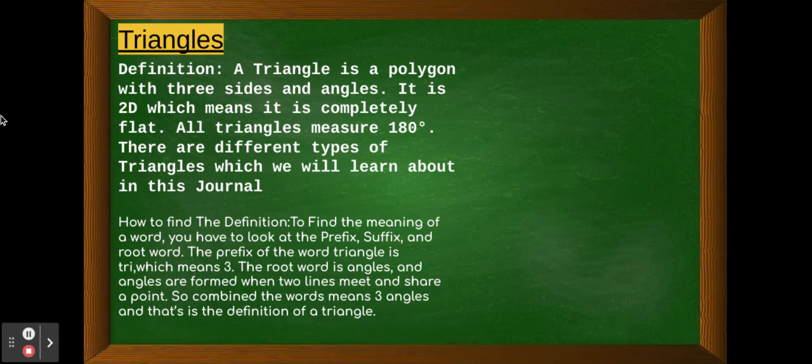Triangles. Definition. A triangle is a polygon with three sides and angles. It is 2D, which means it is completely flat. All triangles measure 180 degrees. There are different types of triangles, which we will learn about in this journal.